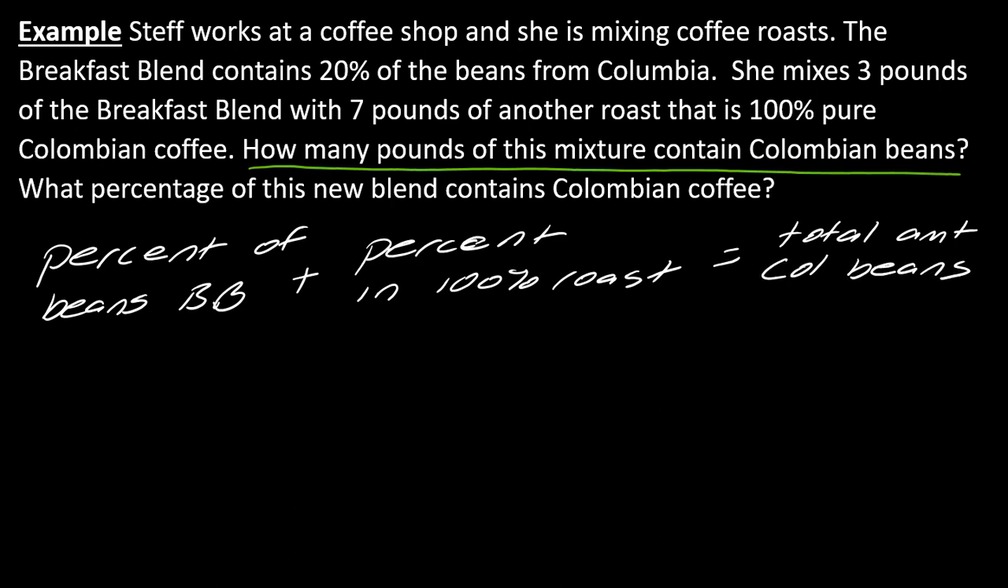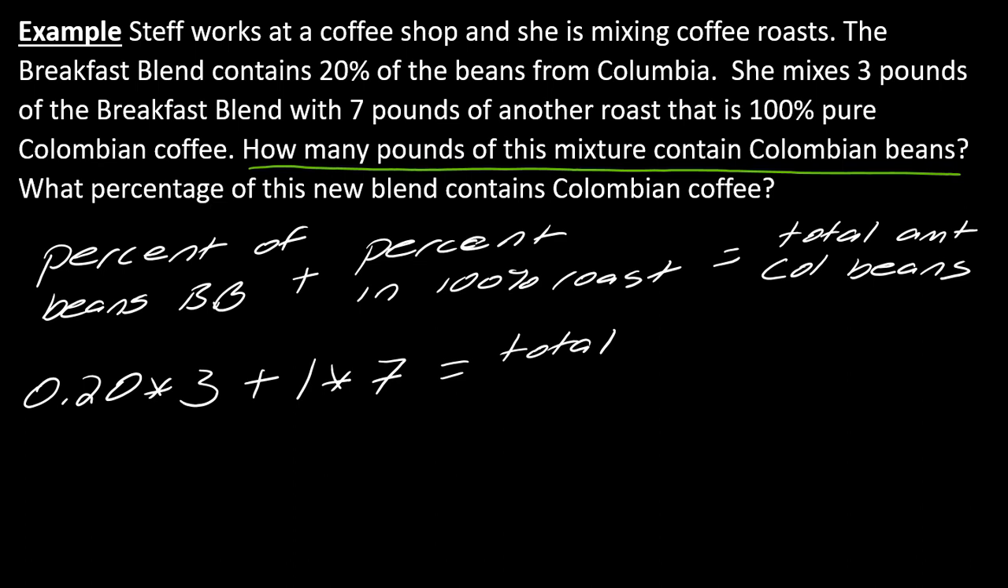Okay, so let's set this up. So the first one, it was 20% of the 3 pounds. So there's my 20% of the 3 pounds. Now for the other one, it's going to be 100% of the 7 pounds. So I know it looks a little ridiculous to write the 1 here, but I wanted to show you this is a very consistent way of thinking about this. And this is going to give me, again, my total Colombian poundage here, I guess.